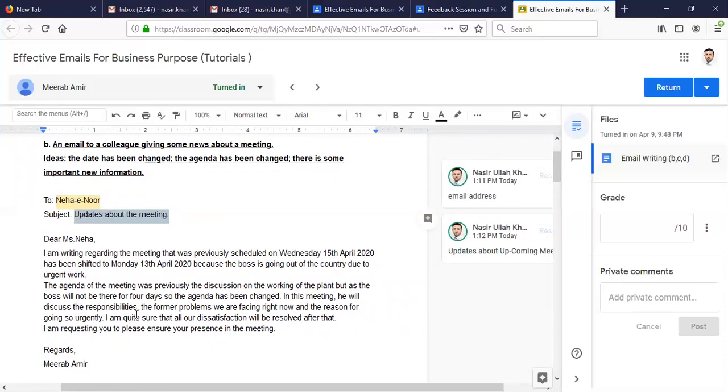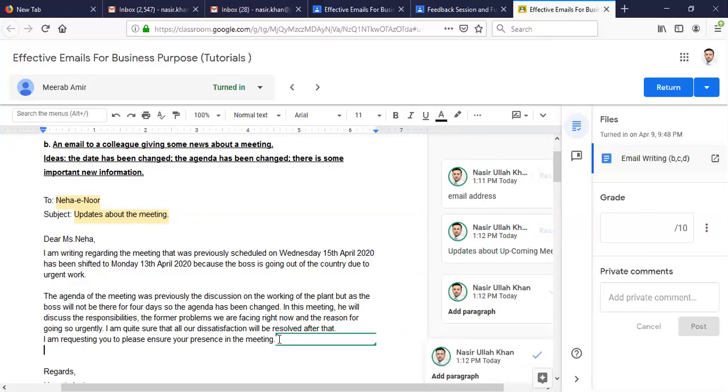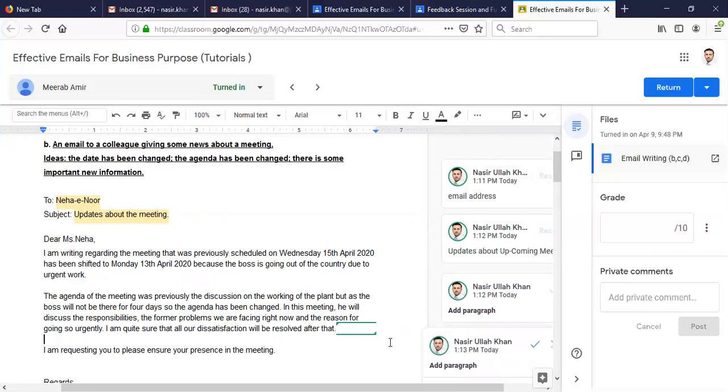All right. Spacing is extremely important between two paragraphs. We need to give space, right? It is mandatory. It is always needed. If you are starting a new paragraph, give space. For instance, a space is needed here. It gives your writing a good look as well. All right. So "I'm writing regarding the meeting that was" okay, it's good, no problem with that.